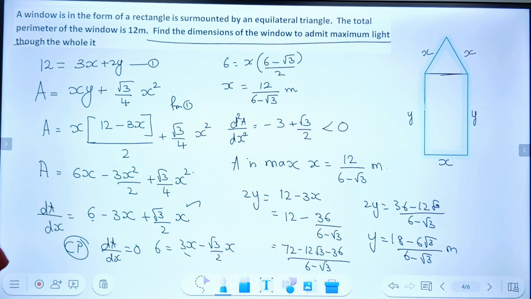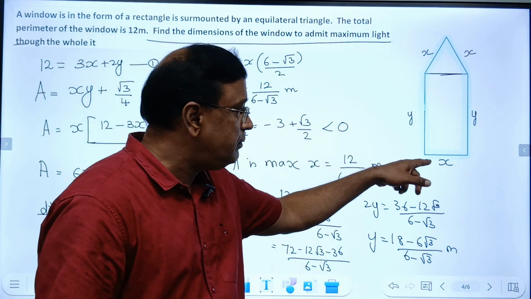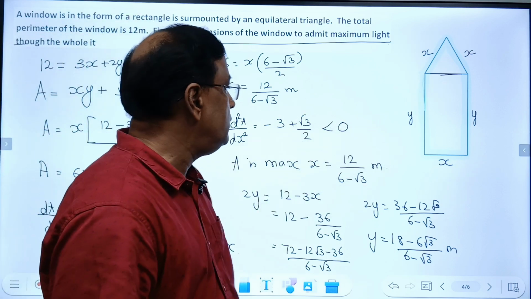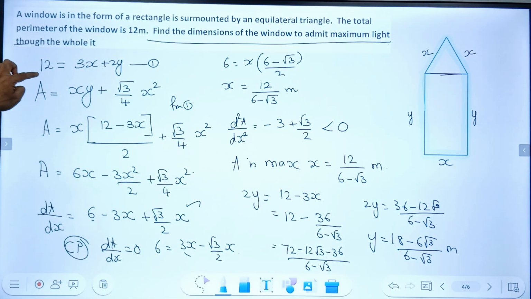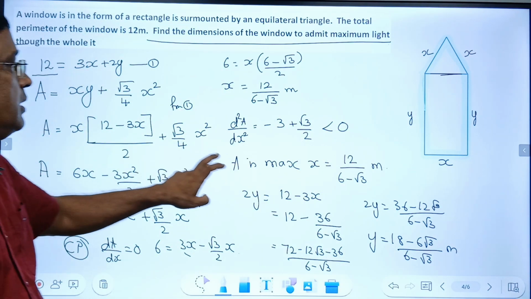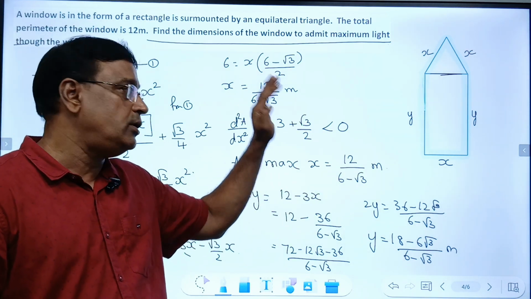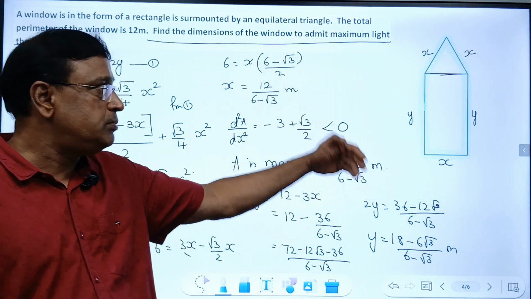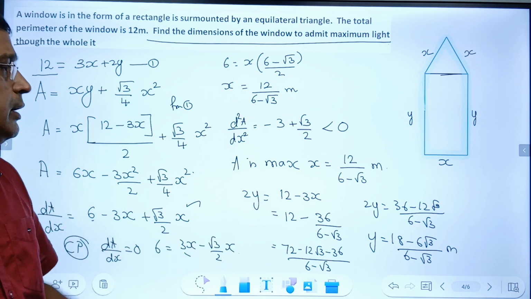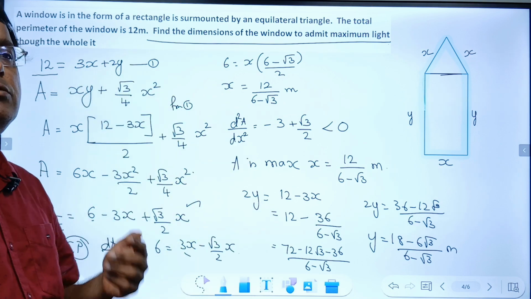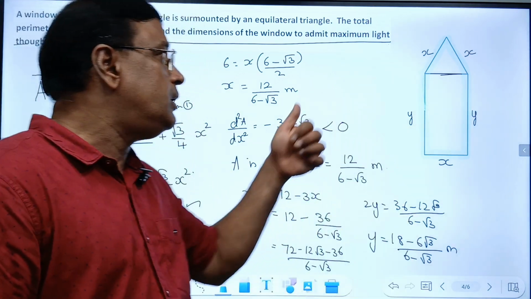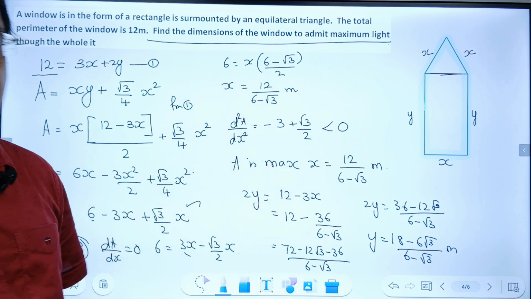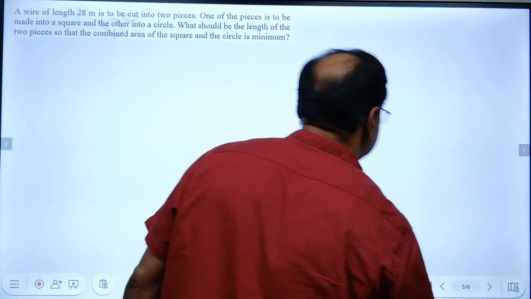Very simple calculation. So I have found the length of the window, I have found the breadth of the window, so that the total perimeter is 12 and the combined area is maximum. Area of the rectangular portion plus area of the equilateral triangle. It is exactly like the previous problem. In the previous problem we used the circle idea. Here it is surmounted by an equilateral triangle. I hope this is clear.